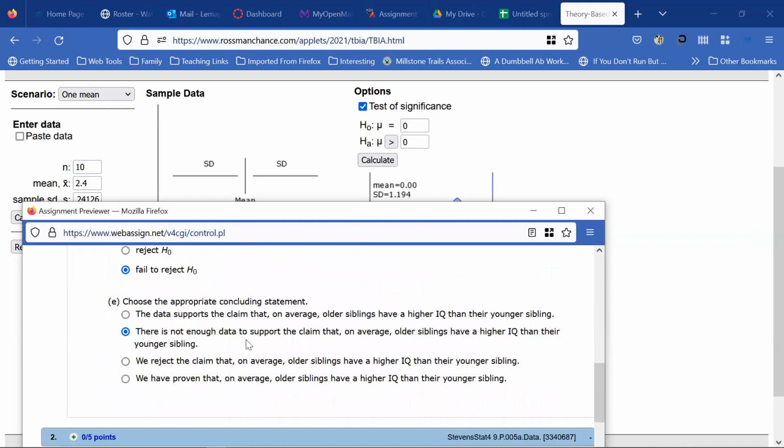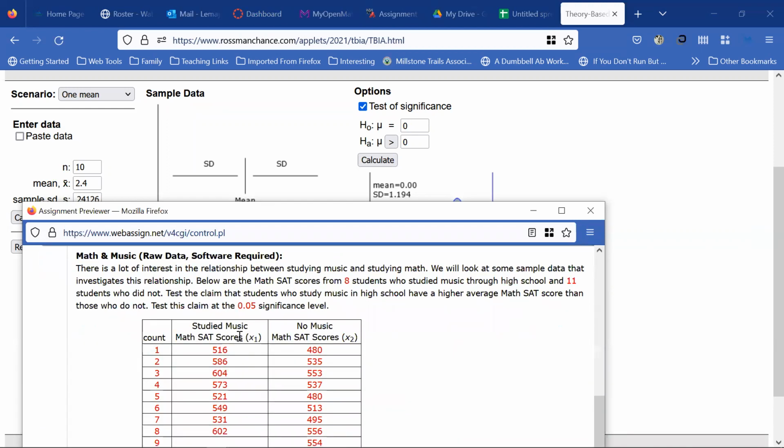Okay, so that's when you recognize it's a matched pair situation and work with the differences on a one-sample t-test. Now we get music and data, and these are two independent samples because there's people that took the SAT that did study music, and then there's people that took the SAT and didn't study music, and we want to test the claim that students who study music in high school have a higher math SAT score than those who do not.